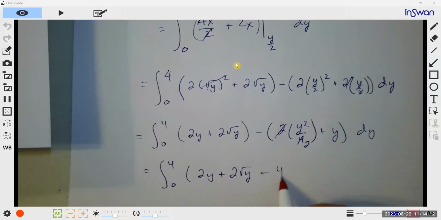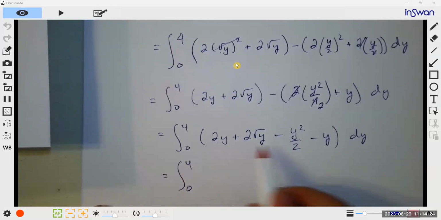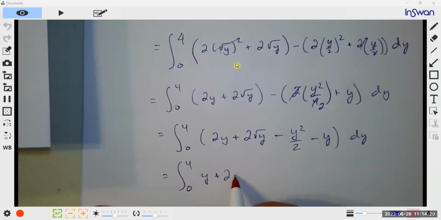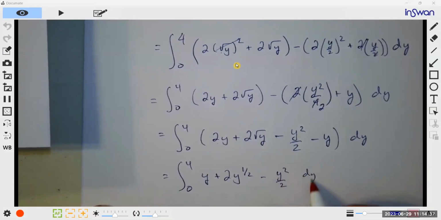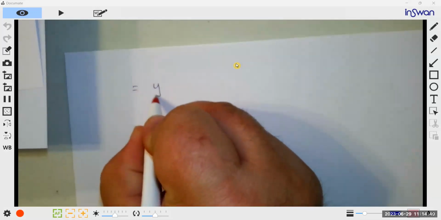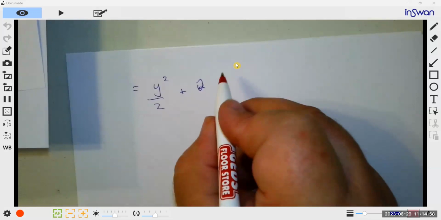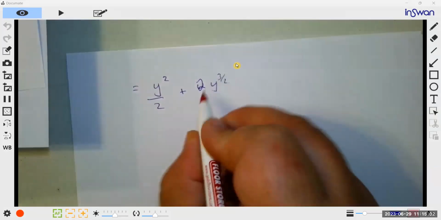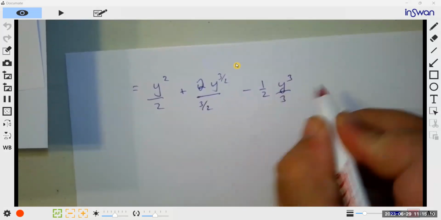Those cancel. Just 2 minus y. 2y minus y is y. Now we've got to integrate that part. Y squared over 2. We have to add 1 to the exponent, so it's 3 over 2, y to the 3 over 2, over 3 over 2, and then y cubed over 3.